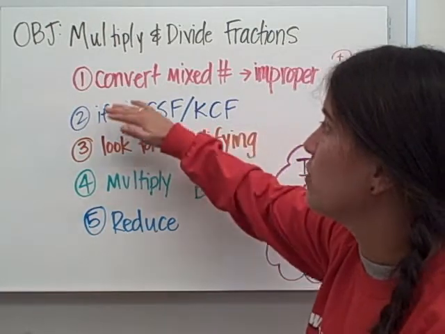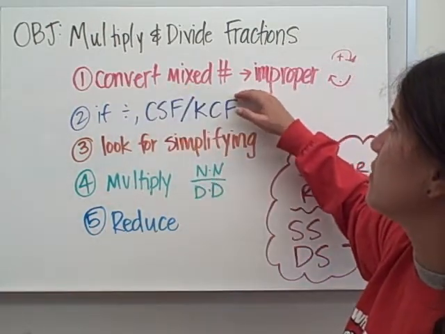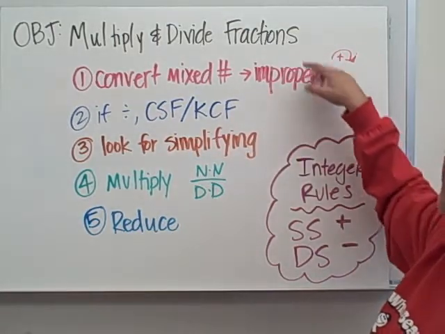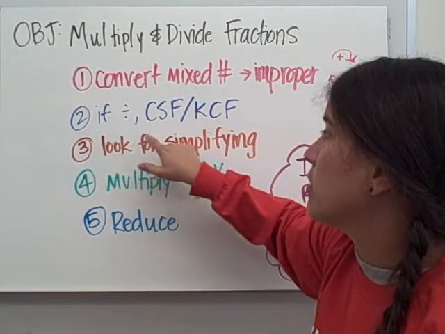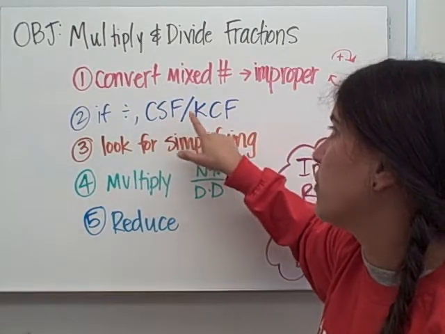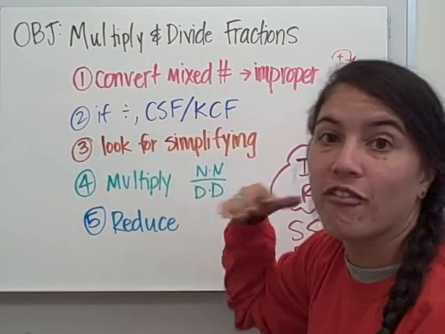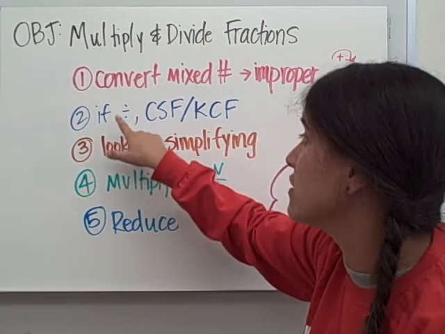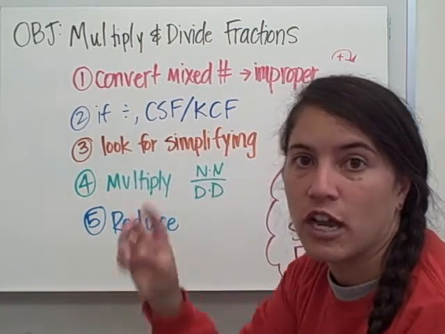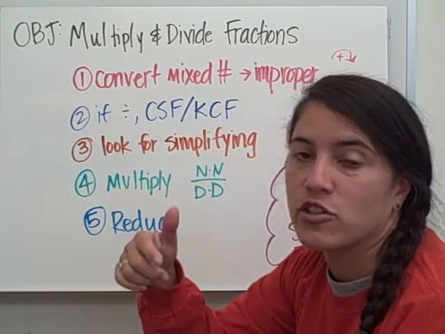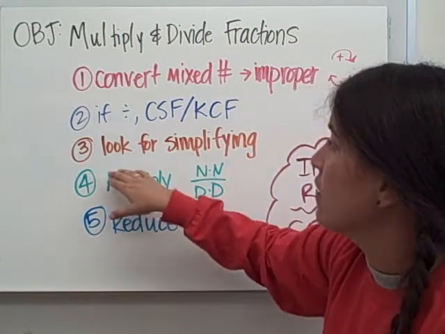So a few reminders. First, you convert your mixed numbers to improper by using around the world. We've already done that. If it's a division problem, you are going to copy, switch, flip, or keep, change, flip, or whatever kind of way your teacher taught you last year. If it's a division problem, that's when you have to change the division to a multiplication and you flip the second fraction to the reciprocal.